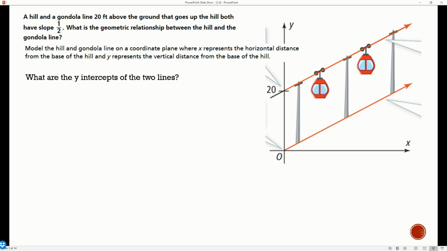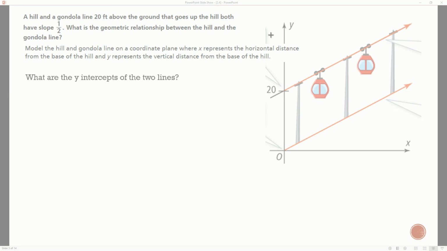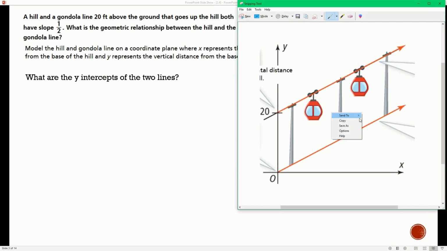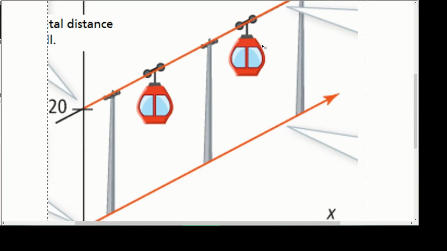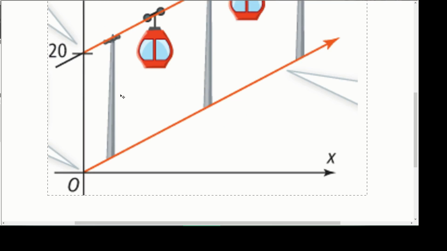What are the y-intercepts of the two lines? So what I'm going to do is move this picture over really quick so we can bounce back and forth and make sure that we're talking about it and showing it at the same time. So the question is, what are the y-intercepts of the two lines? So if I want to find the y-intercepts, some things I need to know.